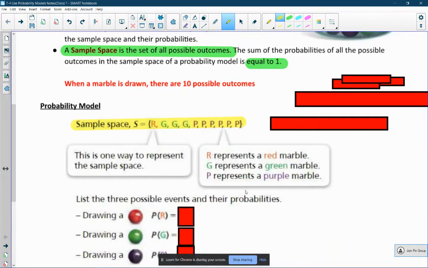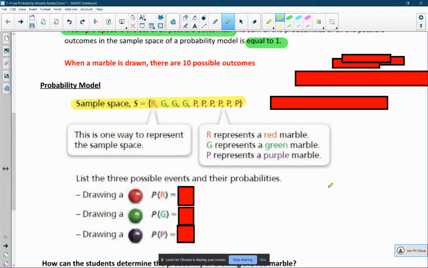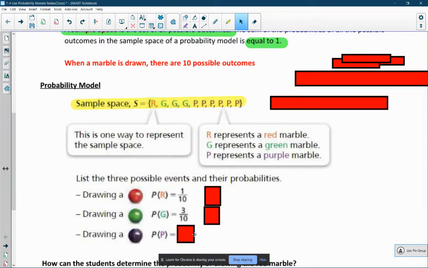Now, once you list all the outcomes, below that, you want to list the probabilities of all those outcomes. So we look at this. List the 3 possible events and their probability. So drawing a red marble. We'd say probability of red is equal to 1 out of 10. 1 red marble out of 10 total. Drawing a green, just based on this, 1, 2, 3. 3 out of 10. Drawing a purple marble would be 6 out of 10.